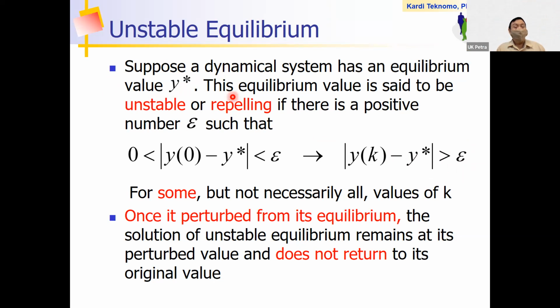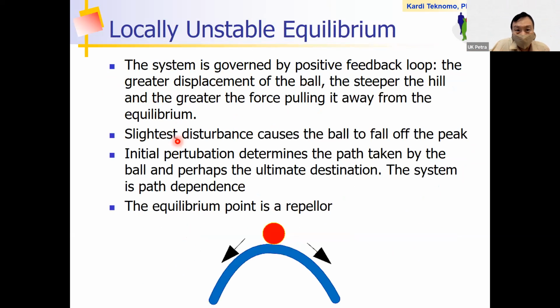Unstable is also called repelling. Once you perturb from its equilibrium, the solution of an unstable equilibrium remains at the perturbed value and does not return to the original value. It's a ball on the top of a bowl. Can you imagine that? Cool. When you just blow, poof, the ball will fall.